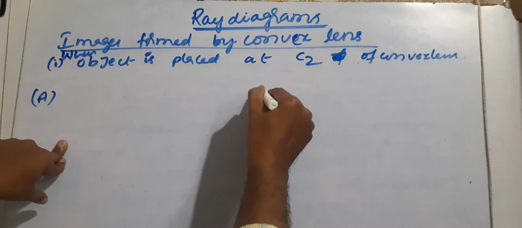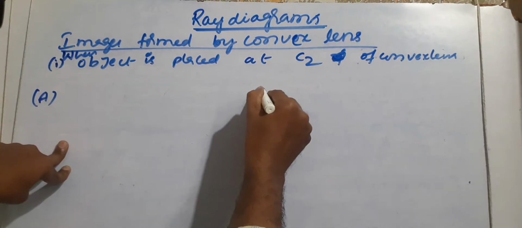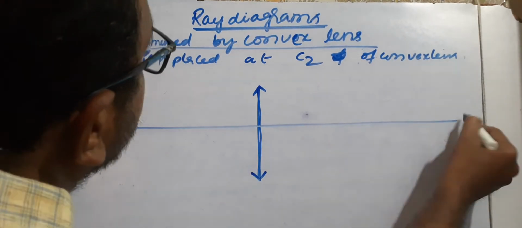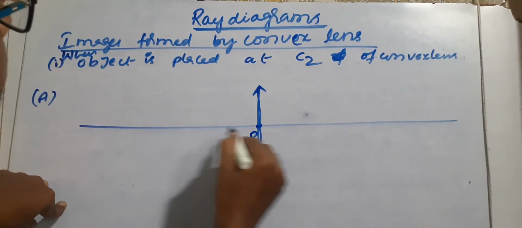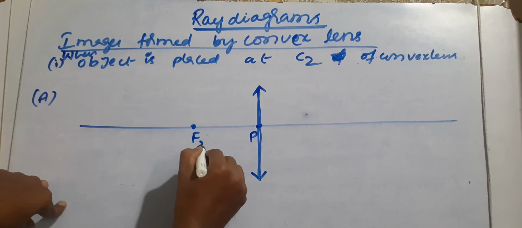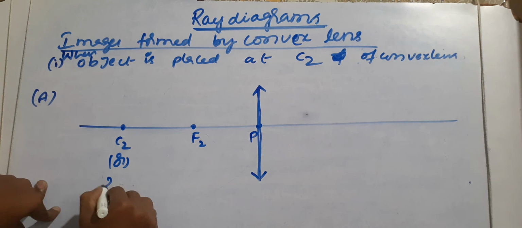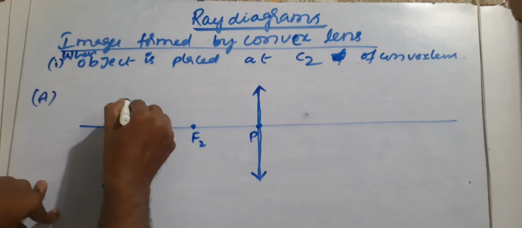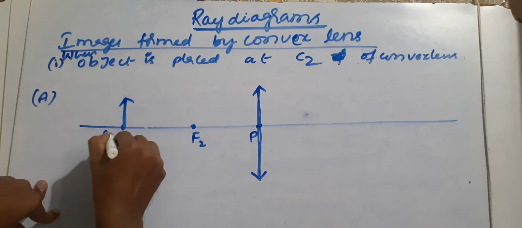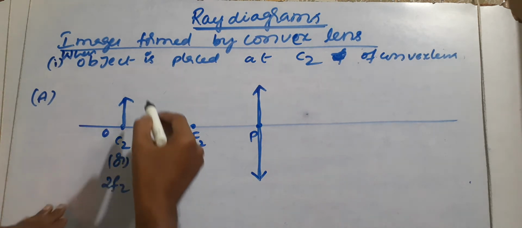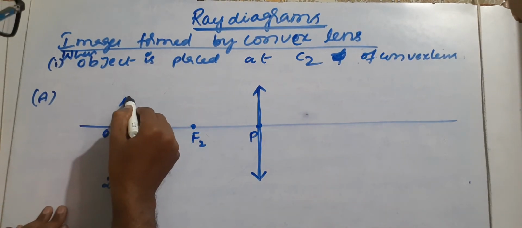You know this is the symbol for a biconvex lens, that is, a double convex lens. This is the principal axis, this is the optic center, the focal point or focus F2, and the center of curvature C2. It can also be written as 2F2. Now in this case the object is placed exactly at the center of curvature.